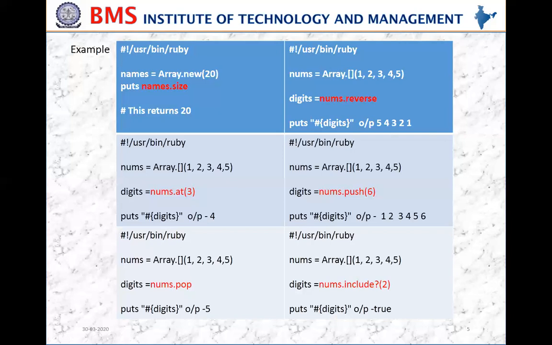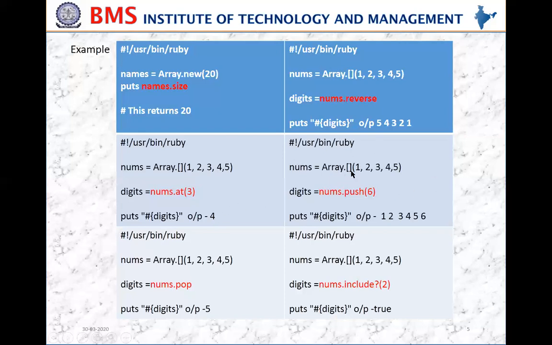The next method is at, which is used to know the value of an array element. In this case, we write nums.at of 3, right? So here in the third position, we have the value 4. 0 is 1, 1 is 2, the second position is 3, okay, and the third position is 4. So you can see the output as 4.